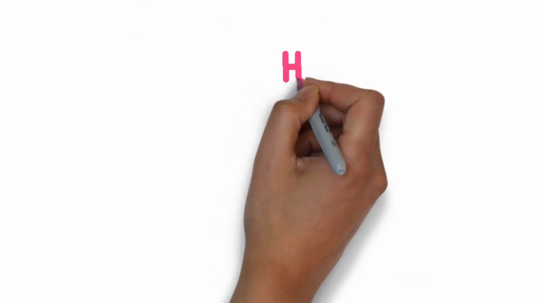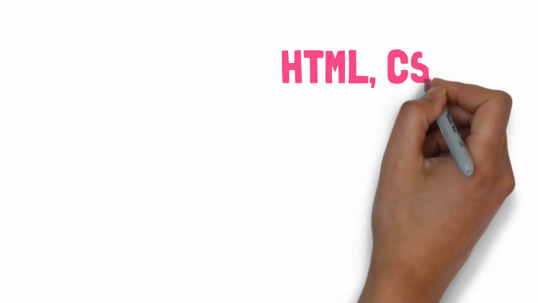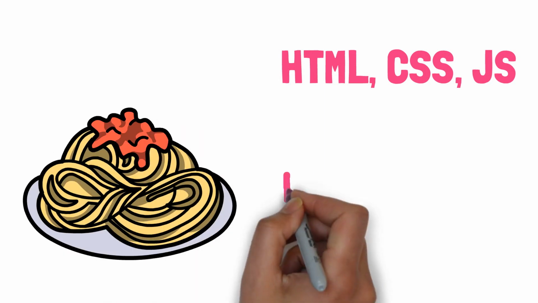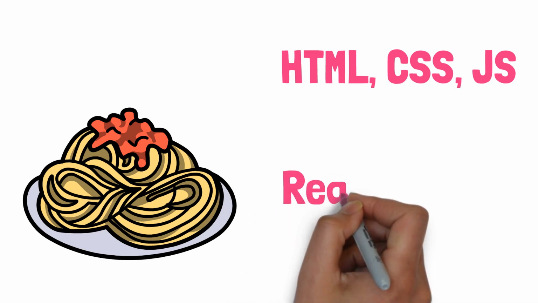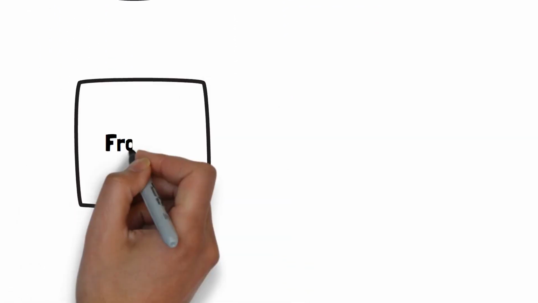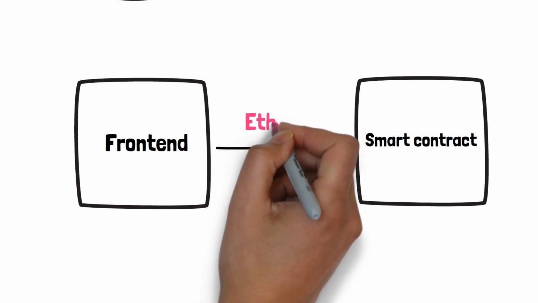The frontend of a blockchain app is usually a regular web application. It means you need to master the basics of HTML, CSS, and JavaScript. And unless you enjoy spaghetti code, you also need a front-end framework to organize your code. React is the most popular option, but you can also use any other front-end framework like Vue or Angular. It's not easy to interact with a smart contract using raw JavaScript code. That's why it's recommended to use a library like Ethers.